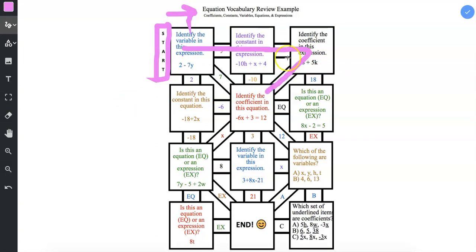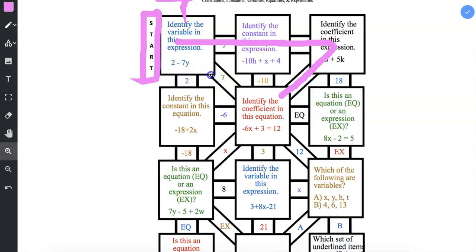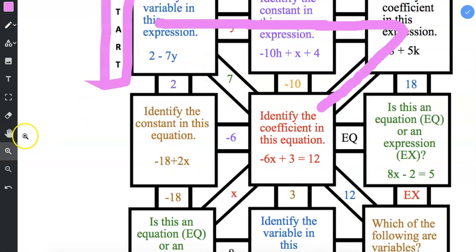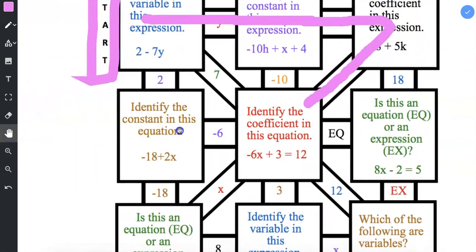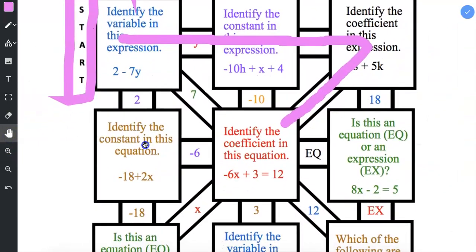Now if at any point you can't read this, you can always come over here to the magnifying glass and zoom in on the part that you're working on. You can even use the hand to move around to what you're seeing. And then I can go back to my scribble.